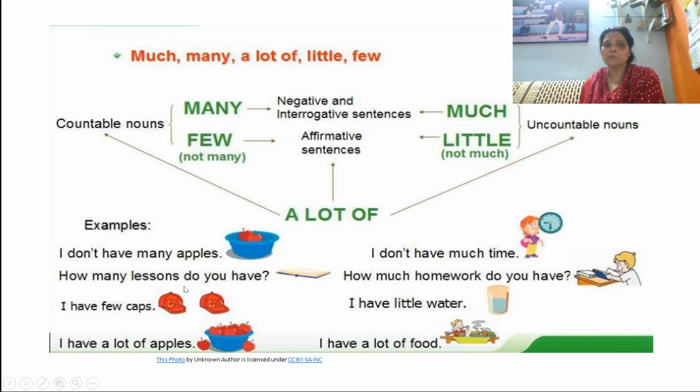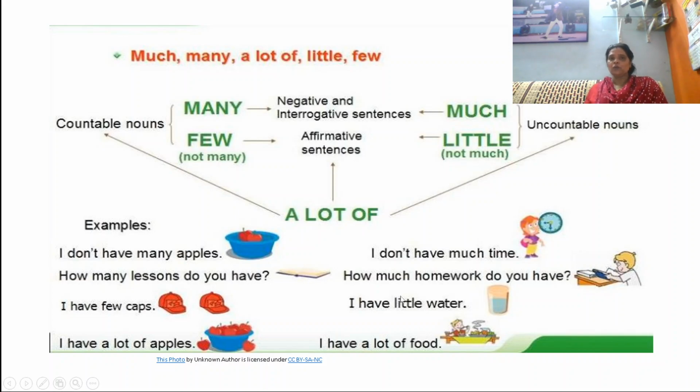Here lessons is plural form. So it will be countable. How much homework? Here homework is singular form. So it is uncountable. I have few caps. Here cap is countable. So few is also used with countable. And I have little water. Water cannot be counted. So it will be uncountable. I have a lot of apples. Here apples is countable because it is plural form. But I have a lot of food. Food cannot be counted. It is a singular form, so it is uncountable.